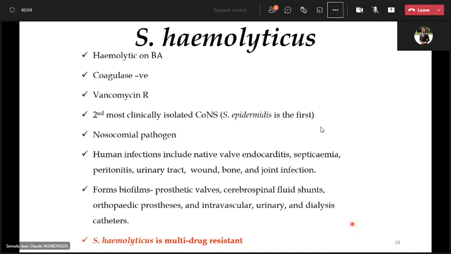Staph hemolyticus is beta hemolytic on blood agar. It is also a coagulase negative staph, vancomycin resistant, and this is one of the discs that allows its differentiation.